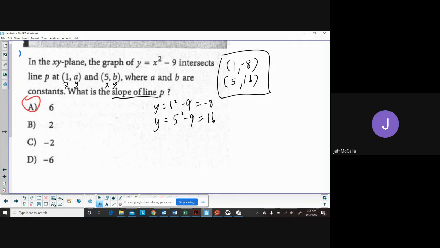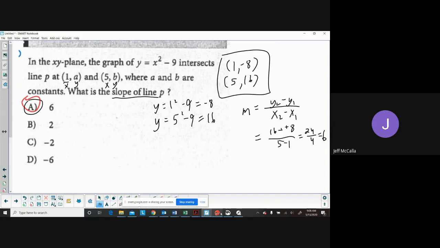And so if you find the slope, the formula is m equals y2 minus y1 over x2 minus x1. So this would be 16 minus negative 8 over 5 minus 1, which is like 16 plus 8, which is 24 over 4, which is 6. And so the slope is 6.